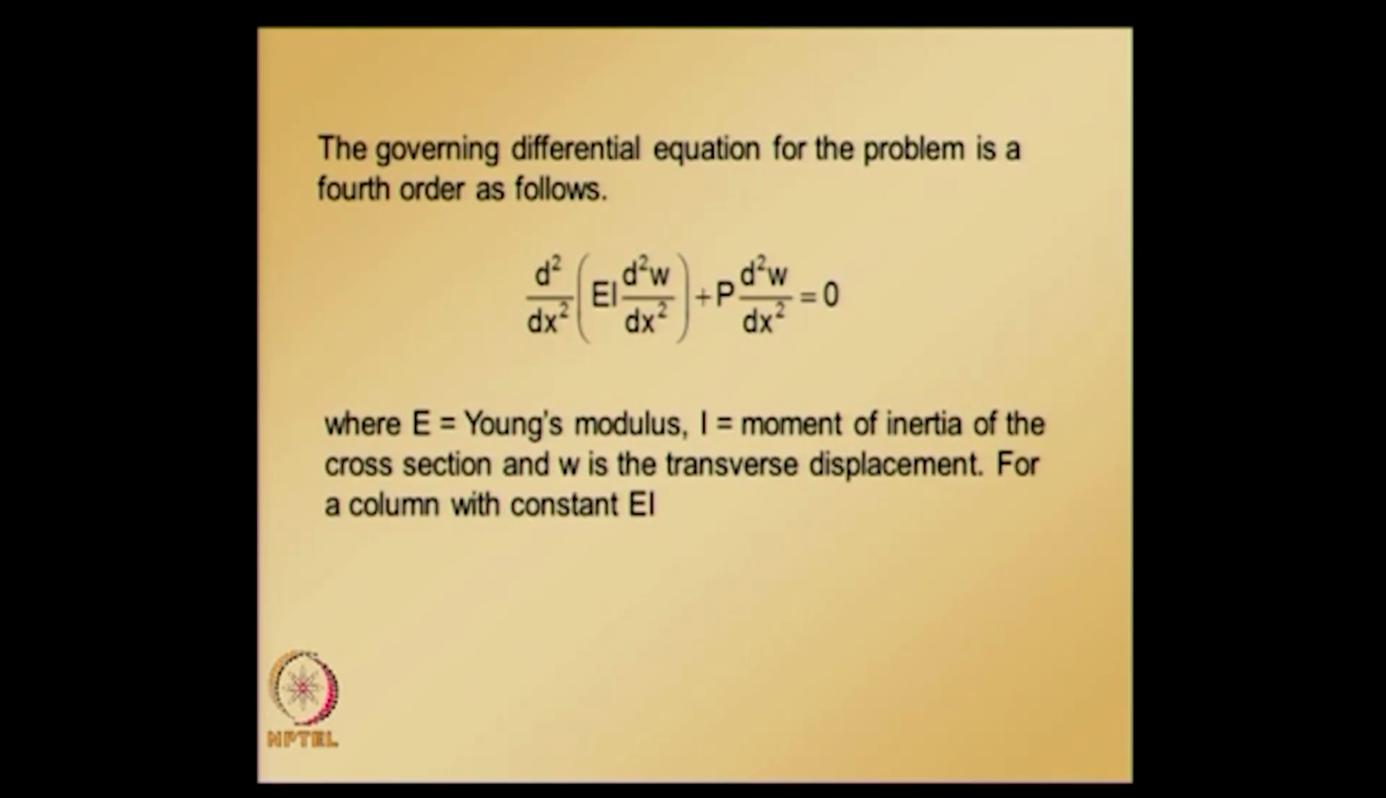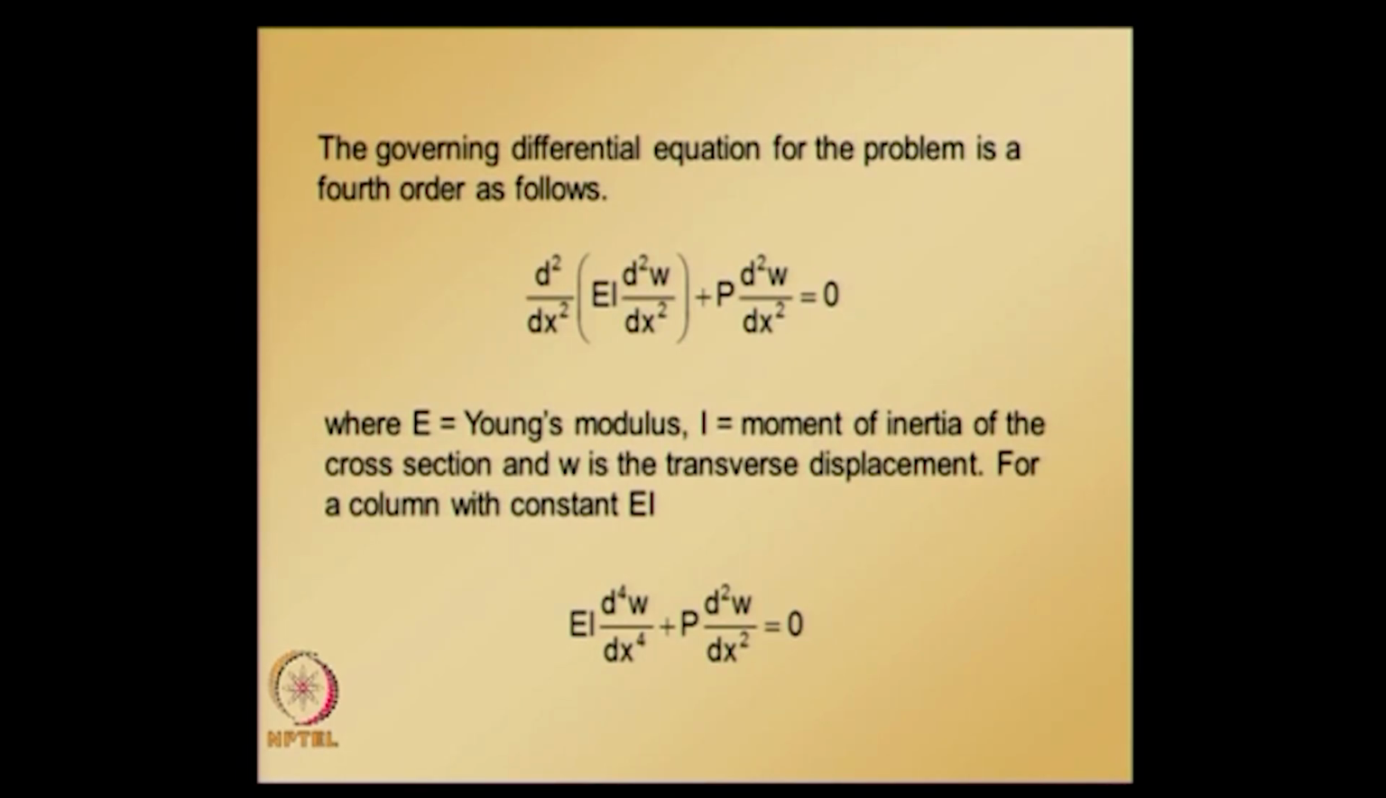and here E is Young's modulus, I is the moment of inertia of the cross section, and W is the transverse displacement. For a column with constant EI, the previous equation can be written in this manner, because EI is constant, we can take it out of the integral and we get this equation. This is the governing differential equation which needs to be satisfied over the entire length of the column, that is x going from 0 to L.